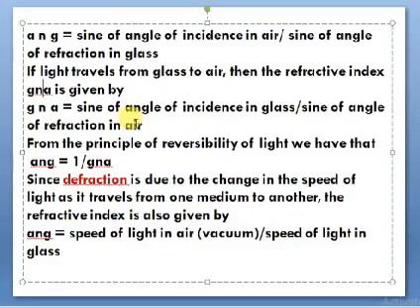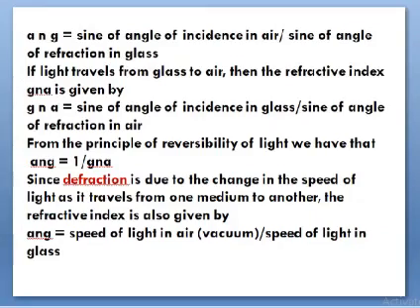Now remember our principle of reversibility of light. What does it say? That the path of a light ray is reversible. Using that principle, we find that the refractive index of a ray of light moving from air to glass will be equal to 1 over the refractive index of a ray of light moving from glass to air.